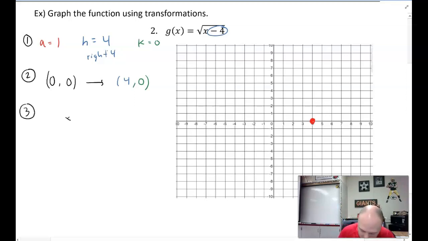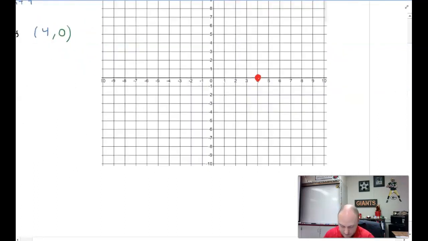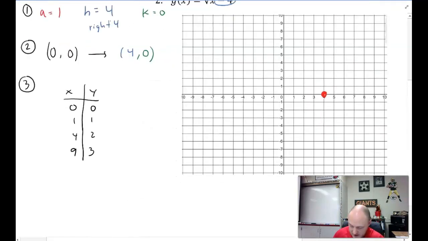So for step 3, I'm just going to list my values. So x, y: 0, 0; 1, 1; 4, 2; 9, 3. All right, and I'm going to plot these. So from this point, 0, 0, my next parent function point is 1, 1. So right 1, up 1. My next parent point, 4, 2. So back to my anchor point, 1, 2, 3, 4, up 2. And then lastly, 9, 3.